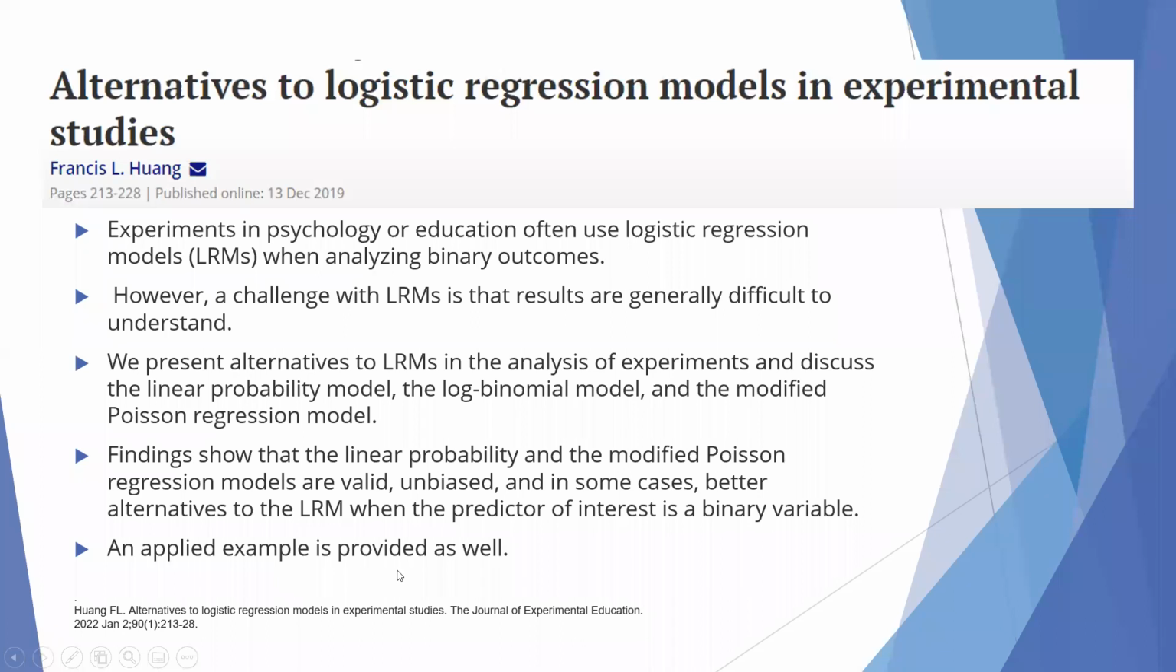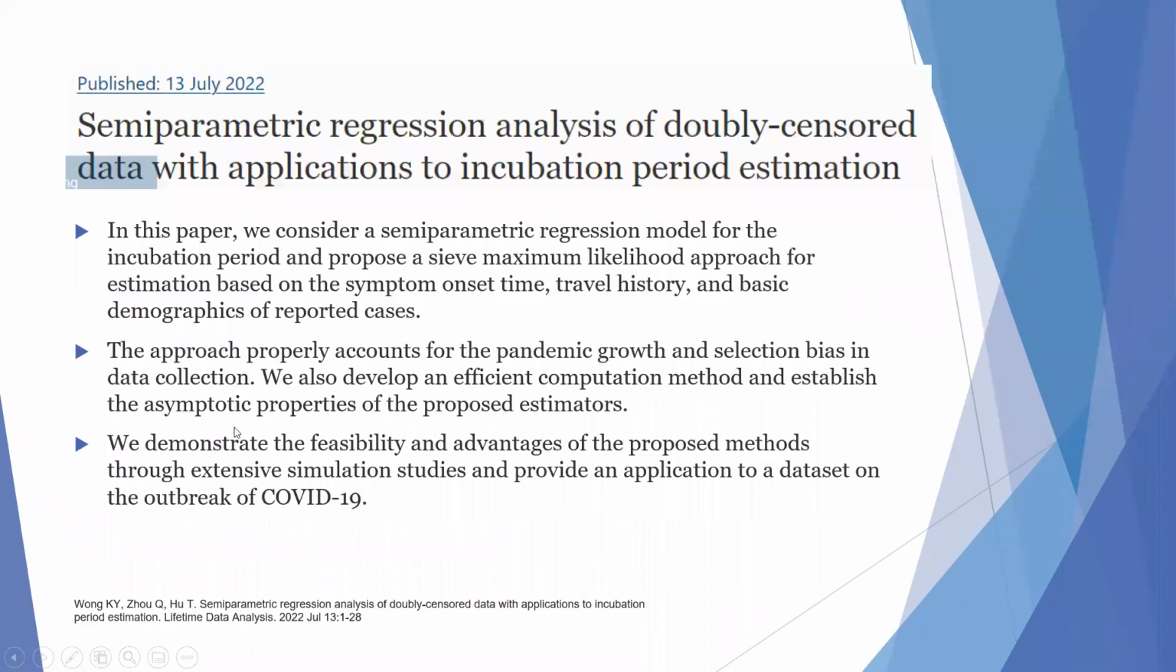An applied example is provided here as well. This is one of the examples where a non-linear regression model is used to detect the incubation period for the COVID-19 disease. In this paper, a semi-parametric, that is a non-linear, regression model was used. The approach was to account for the pandemic growth and selection bias in the data collection. This demonstrates the feasibility and advantages of the proposed methods through extensive simulation studies, and provides an application to data sets on outbreaks.